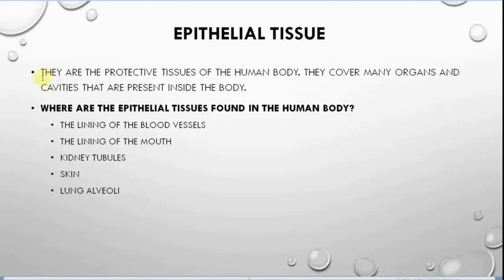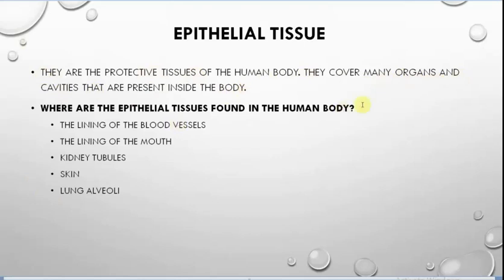So what are these epithelial tissues? They are the protective tissues of the human body. They cover many organs and cavities that are present inside the body. That means they are the outer covering of many organs and the cavities present inside the body.